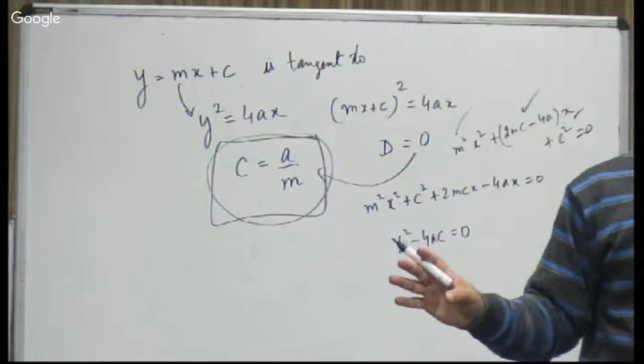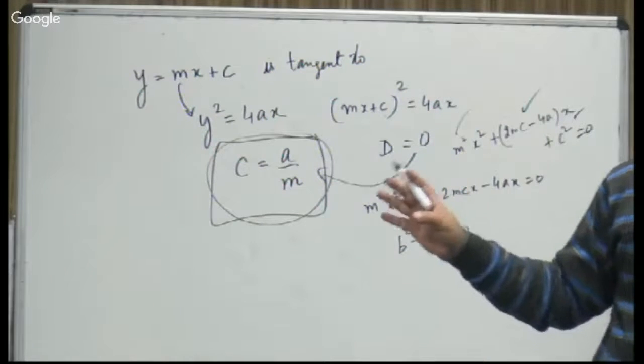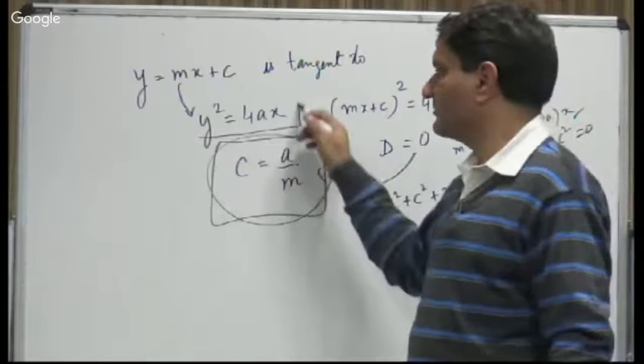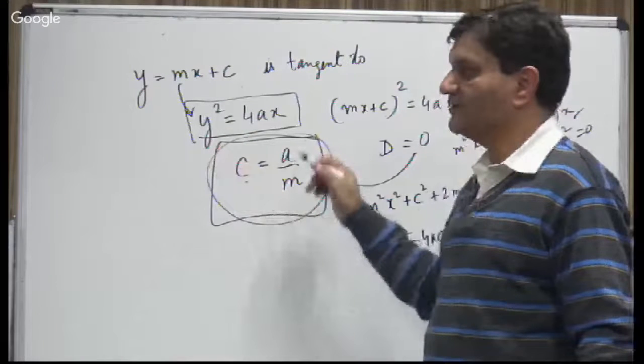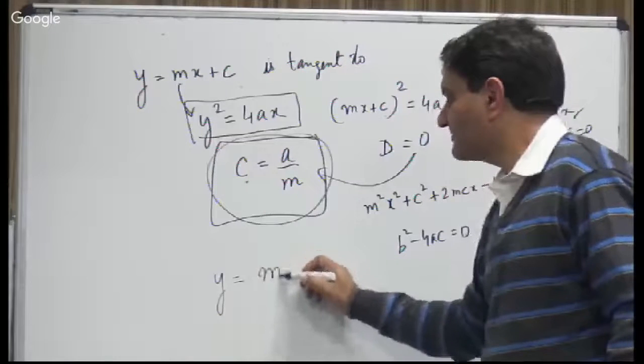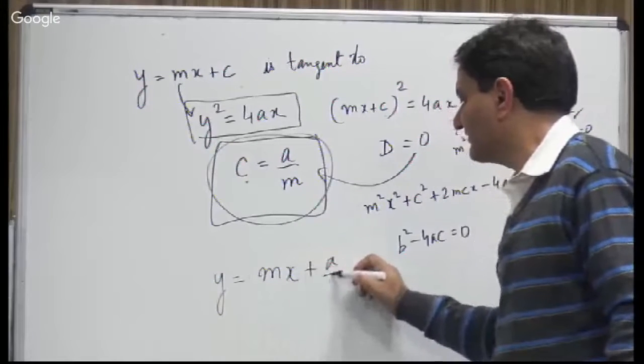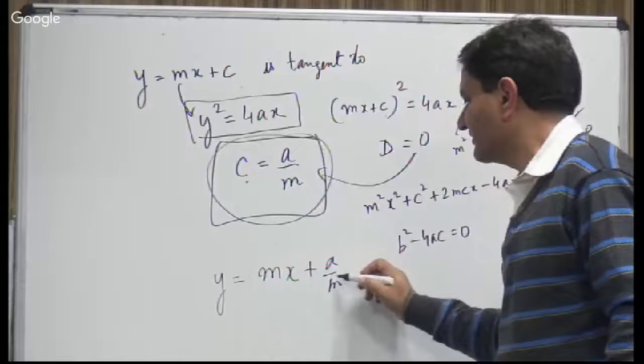Just remember this condition. y equal to mx plus c is tangent to the parabola y square equal to 4ax if c is equal to a by m. And what will be the equation of the tangent? y is equal to mx plus a by m. This is the equation of the tangent. This is the condition of tangency.